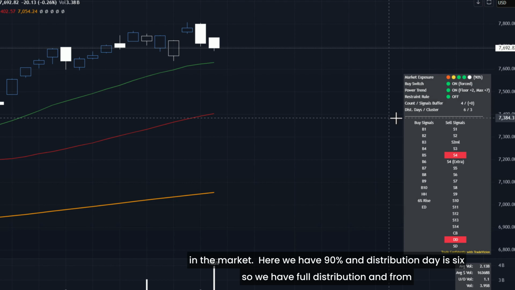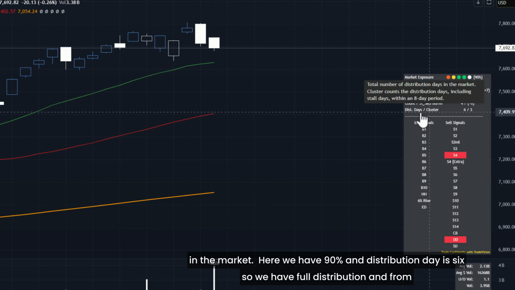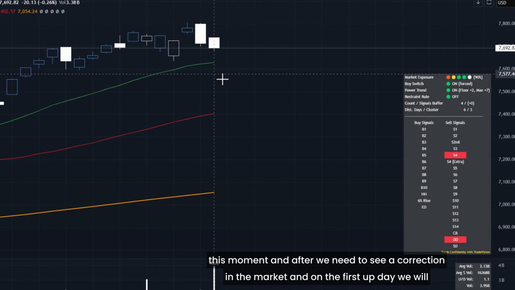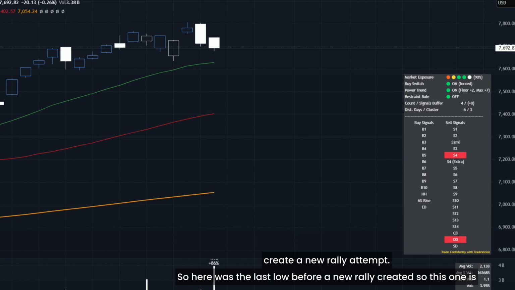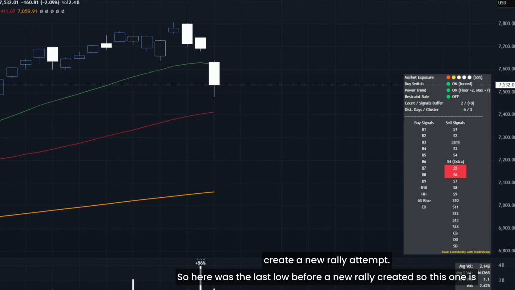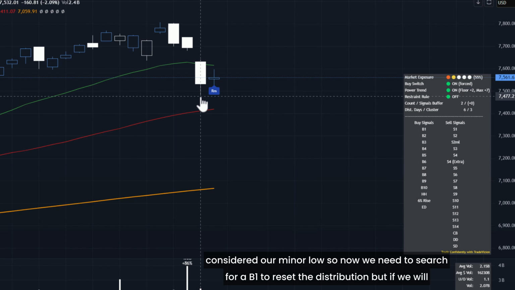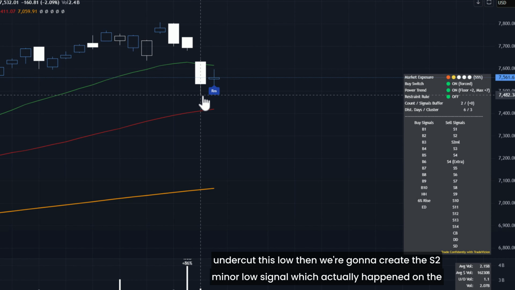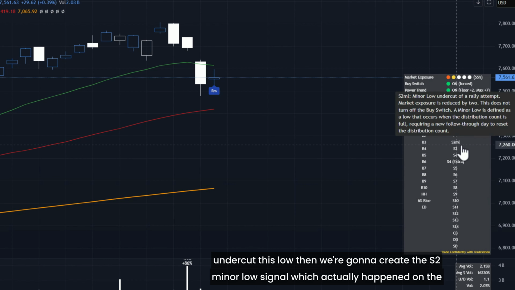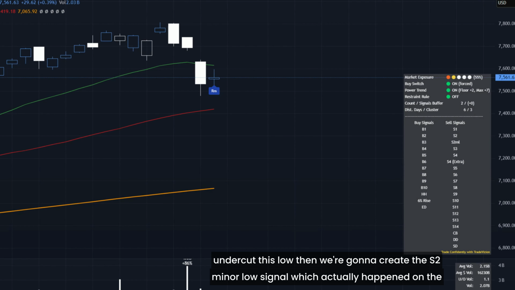Here we have 90% exposure and distribution days at 6. So we have full distribution, and from this moment on we need to see a correction in the market, and on the first up day we will create a new rally attempt. So here was the last low before a new rally was created, so this one is considered our minor low. Now we need to search for a B1 to reset the distribution, but if we undercut this low, then we're going to create the S2 minor low signal, which actually happened on the next day.